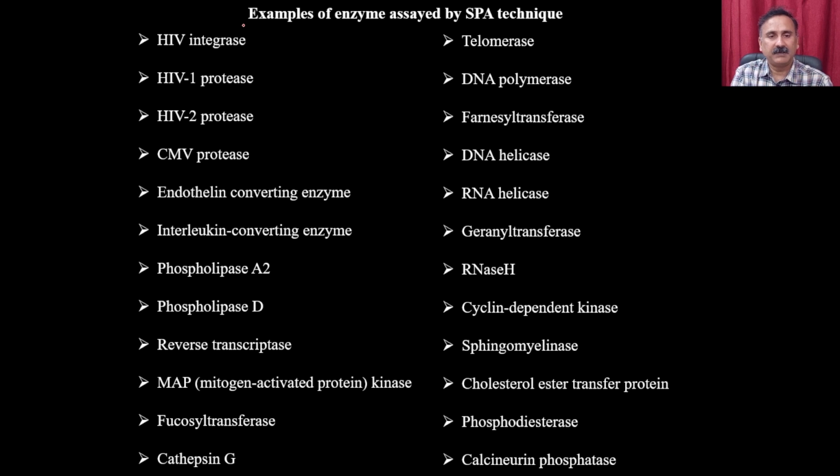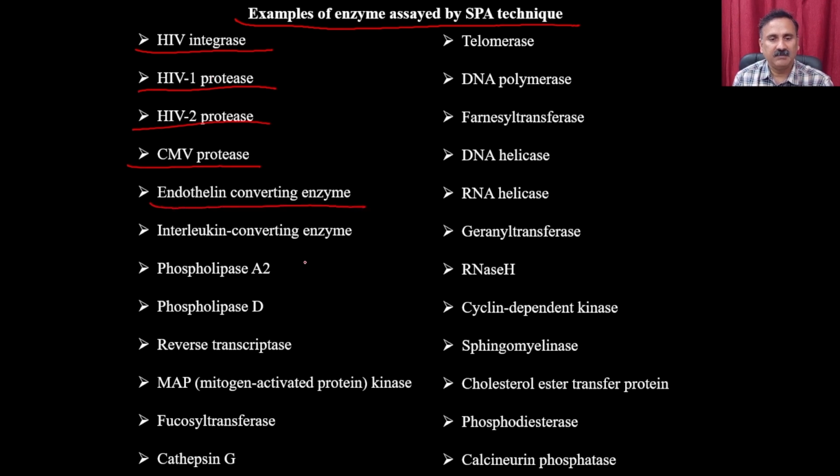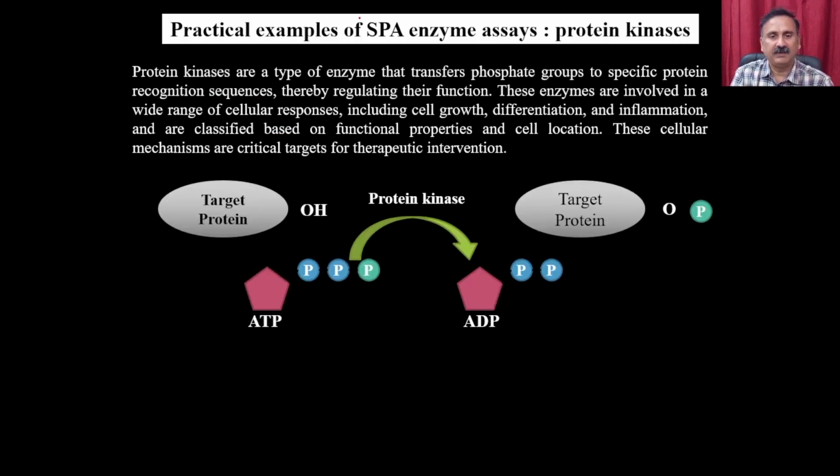So for examples, there are so many enzymes you can use for enzyme assays. You can use HIV integrase, HIV protease, HIV2 protease, CMV protease, endothelin converting enzyme, and so on. These are some of the enzymes for which people have already developed SPA-based enzyme assays. For example, you can have the kinase assay.